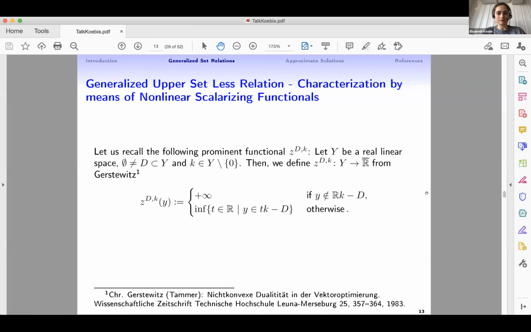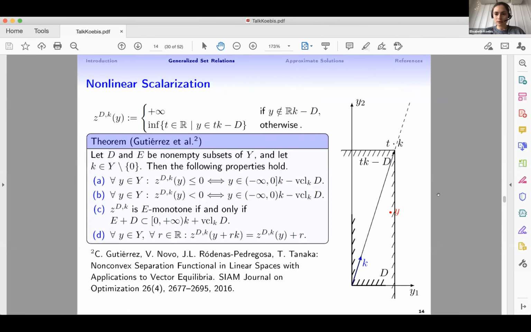However, if Y does not belong to RK minus D, then this function value is just assigned as plus infinity. So if you want to have a look at the picture, which is maybe a little bit easier to see, here we have D as the natural ordering cone in R2, so this set here. K is a vector in D here, and this is Y. And then our functional here defines the smallest value T such that Y actually belongs to TK minus this natural ordering cone here, as you can see in the illustration.